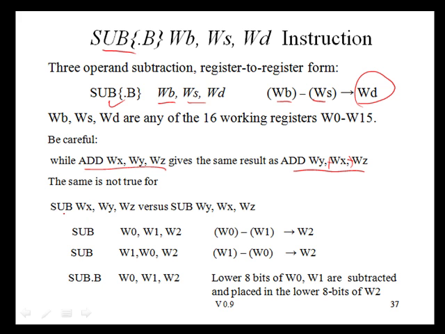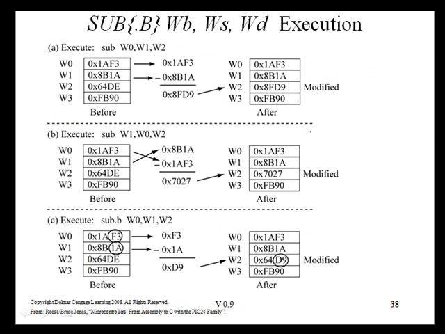However, the same is not true for these two subtraction operations. In this example right here, this is going to be W0 minus W1, while this one right here is going to be W1 minus W0. So you need to be careful about the order of these two operands. Finally, just like the add, the subtract instruction has a byte form. So let's take a look at some examples.